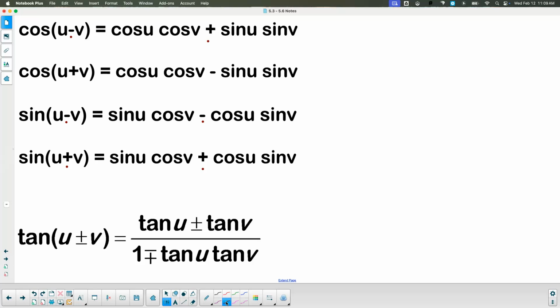Tangent in number 20 is tangent of the first, tangent of the second, same sign, but then it's opposite sign here. So if you're adding on the top, because you're adding in the angles, then it's subtracting on the bottom.